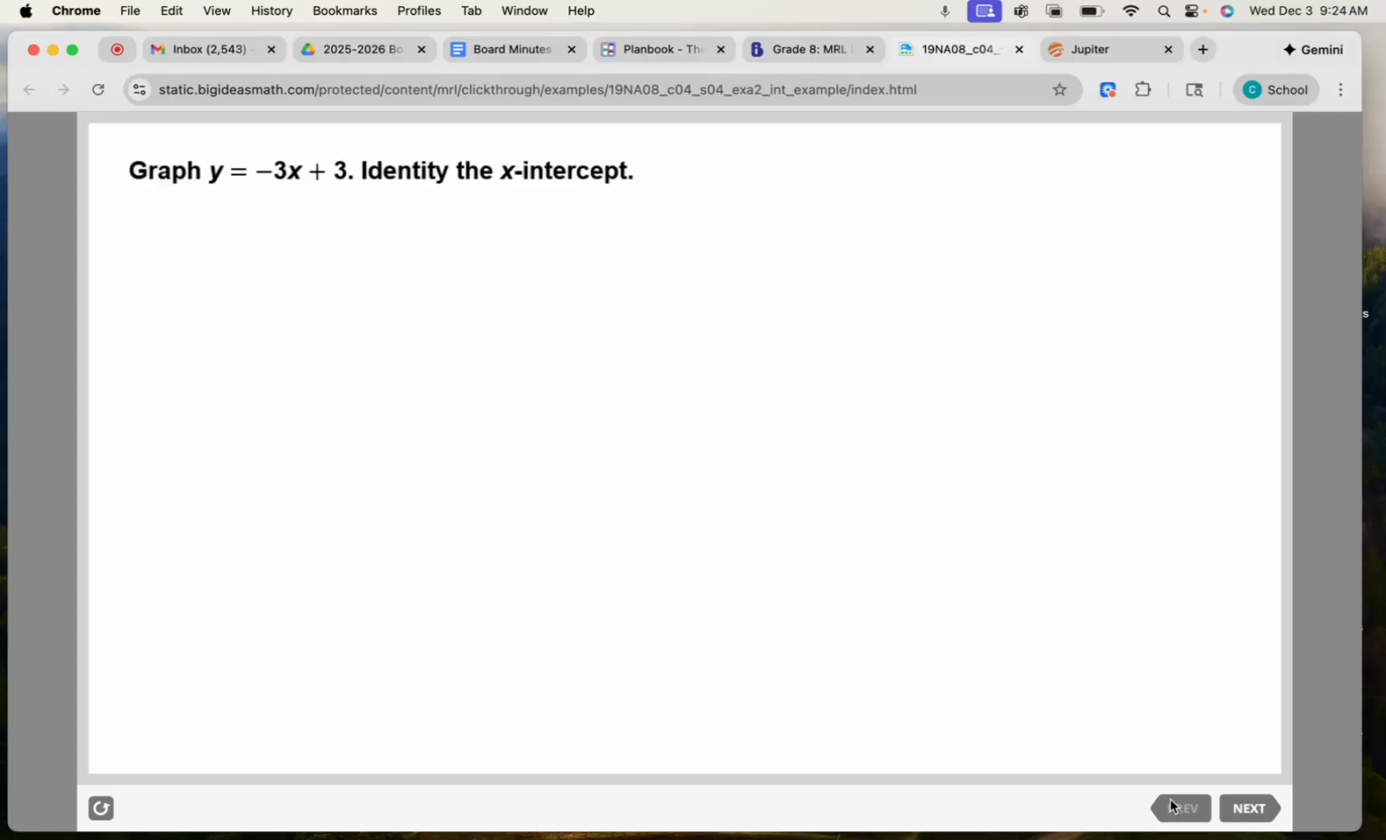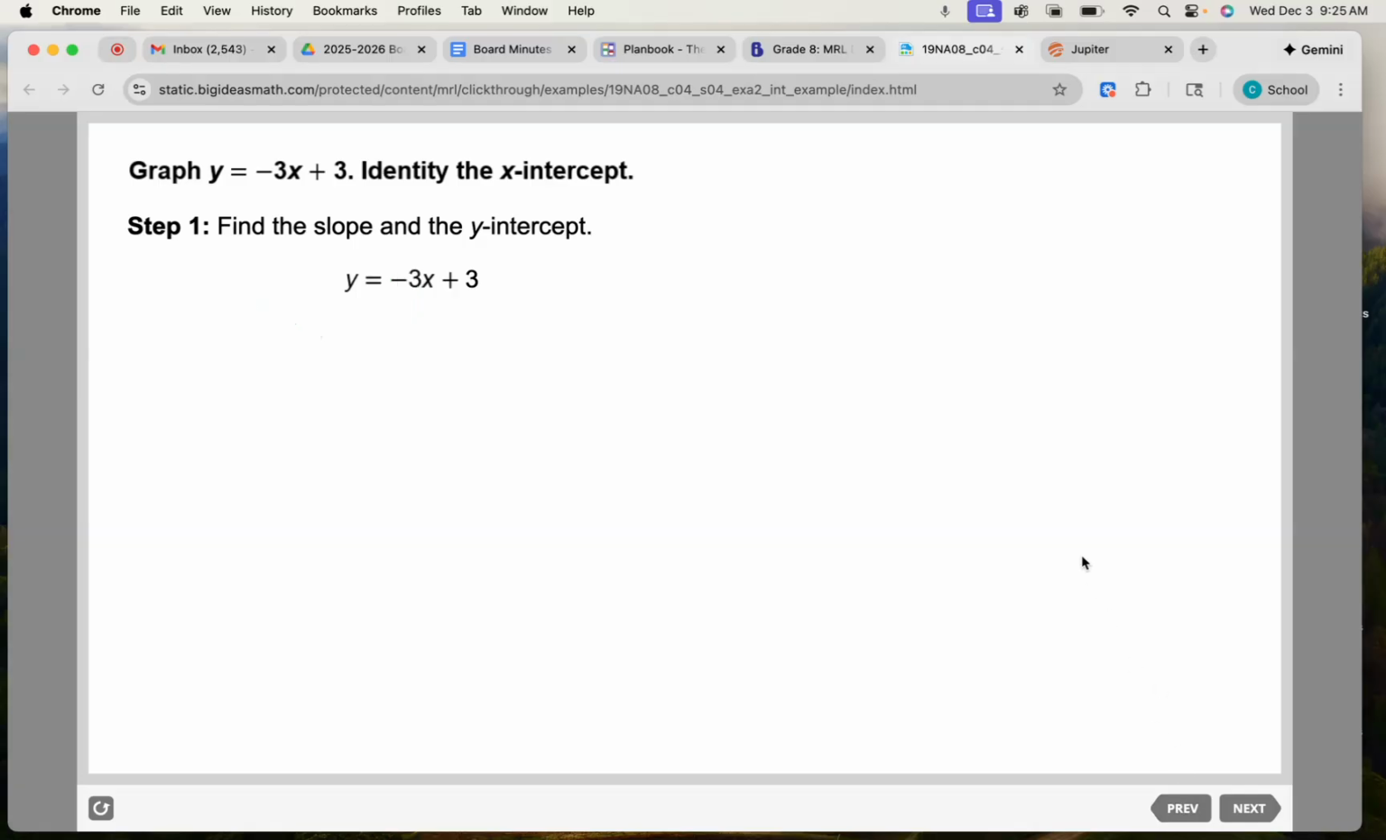All right, example 2. So journals back out. We're going to graph. So draw a little graph, the coordinate plane. It's going to be a whole thing. Y equals negative 3x plus 3, and then identify the x-intercept. First, is this in slope-intercept form? Yes. Second, could I algebraically solve for the x-intercept? Yes, which I will show you after we graph it.